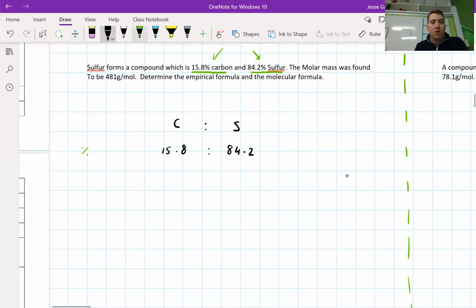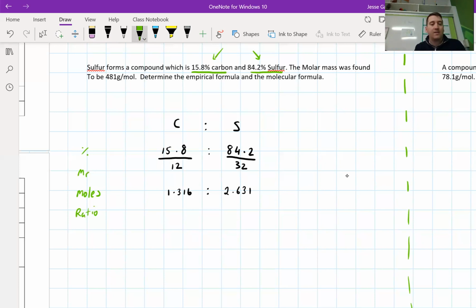Next thing we want to know is what's the molar ratio. So we want to convert these to moles. Now we do this by taking our percentages and dividing by the MR of the element to get the number of moles. So we're going to do 15.8 divided by the MR of carbon. Go to your periodic table, MR of carbon is 12. MR of sulfur is 32. Next thing, get out your calculator and do those sums. 15.8 over 12 is going to give you 1.316 moles of carbon to 2.631 moles of sulfur.